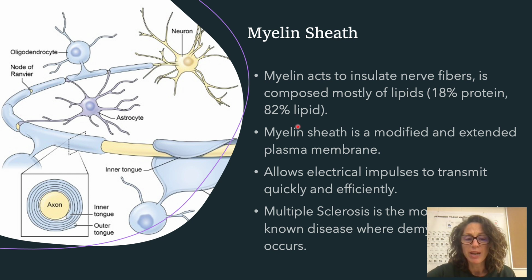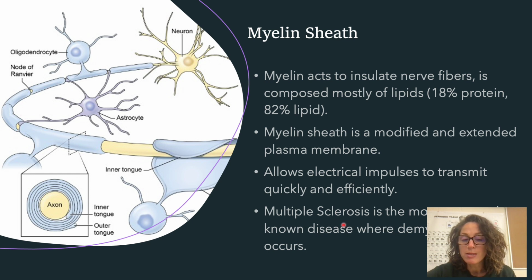It's actually made up of 82% lipid, which is a really high content of fat. And what's neat is it's a modified and extended plasma membrane. So we see here, this is a cell, and we have this really long extension of the plasma membrane. So it's just like a really high amount of lipid bilayer, and it wraps around the axon, and this allows electrical impulses to transmit quickly and efficiently. And we'll talk about how that works in Unit 4.